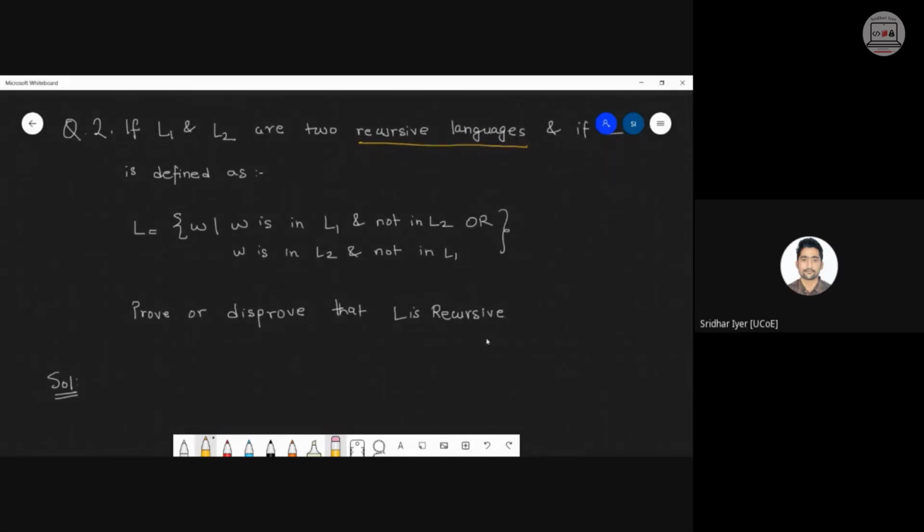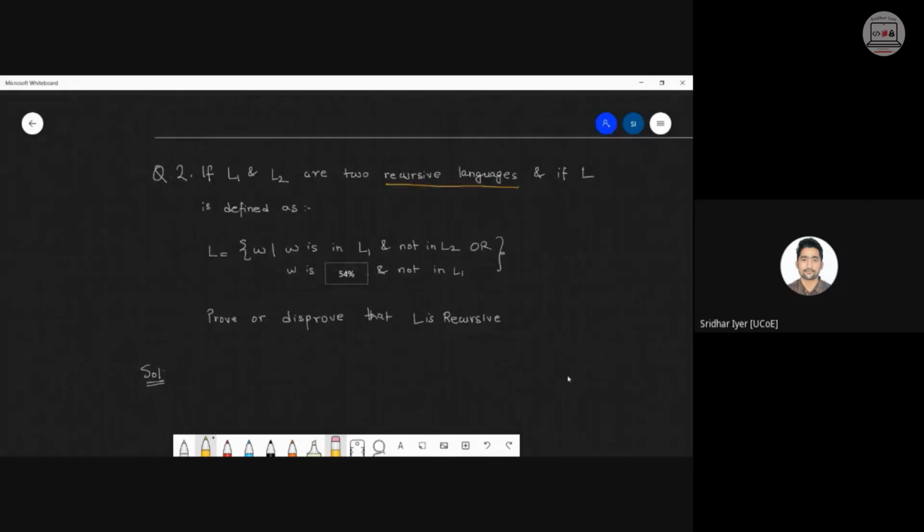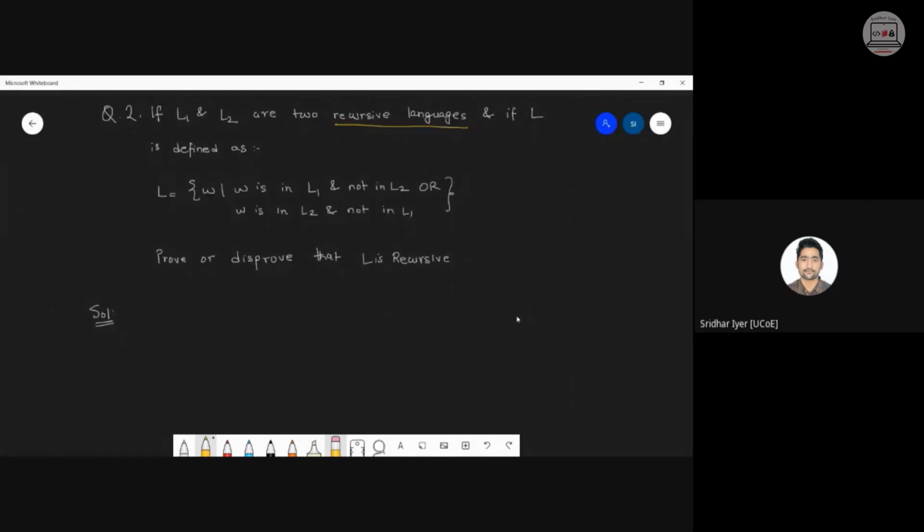Now you have to prove or disprove whether L is recursive or not. When will it be recursive? If the machine is halting. Simple. If the machine doesn't halt, then it is recursively enumerable. Am I clear? How to start this problem? How to design the framework for this problem? Any idea? How many Turing machines would be there? First of all, tell me that.